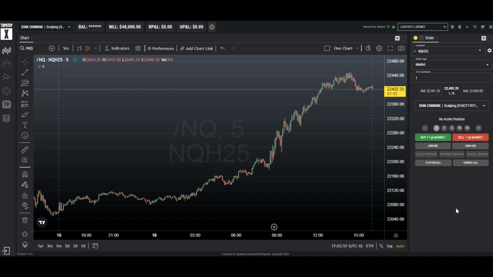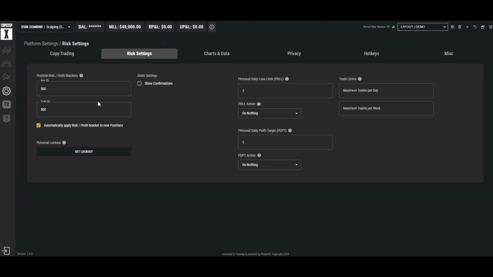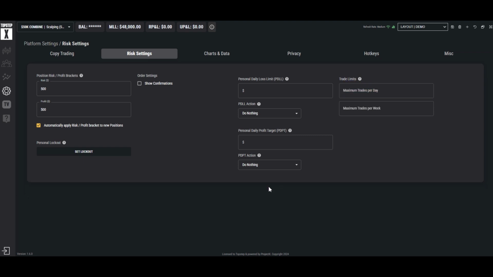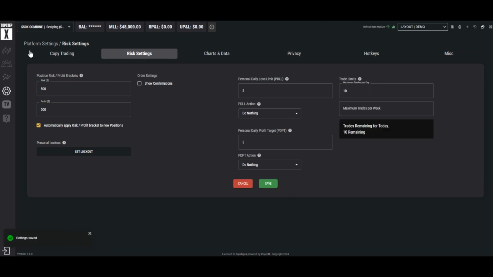In this video, we will be going over the trade limits feature in TopstepX. To access the trade limits, you simply move over the gear on the left side and you will see it under the Risk Settings tab. Trade limits, you can set the maximum trades per day and or the maximum trades per week. In this example, let's use a maximum trades per day of 10. Be sure to hit save before we exit the screen.